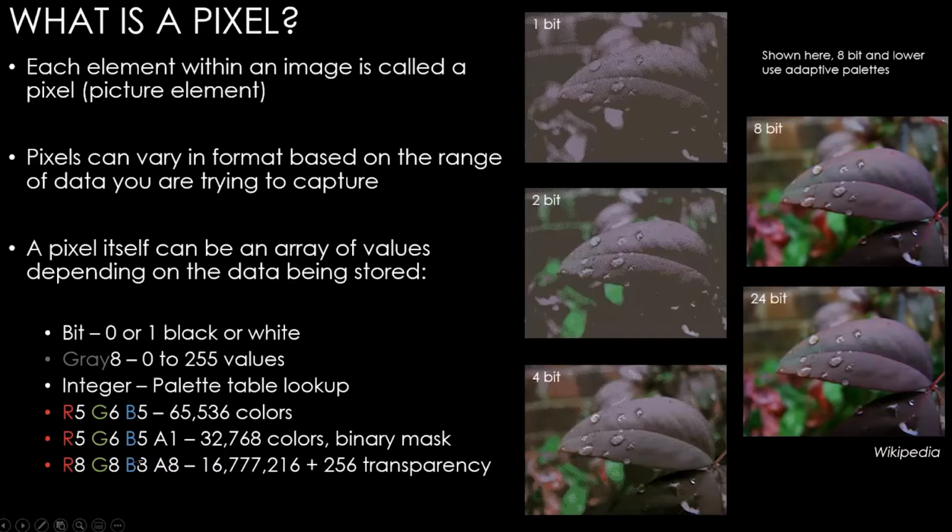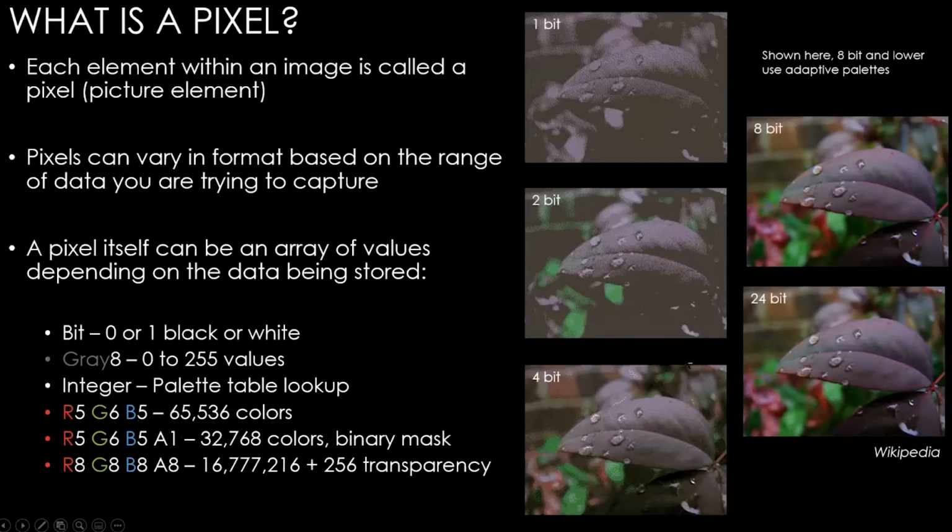So this way I know that I screwed up. This should be 555, and then that one extra bit you took from the green is being used as a binary on and off mask for the transparency of the object. And then we have the common convention these days, 8888, which gives you 16 million colors plus 256 different transparency values.